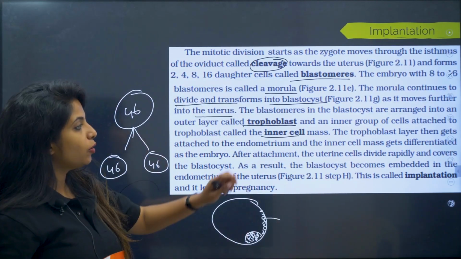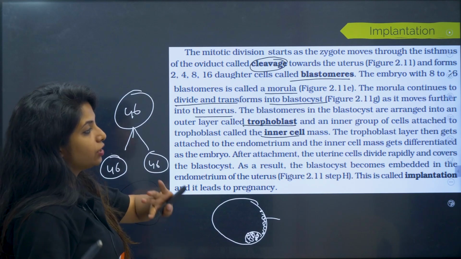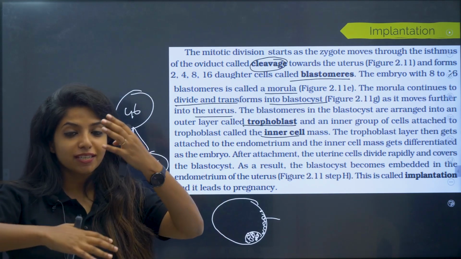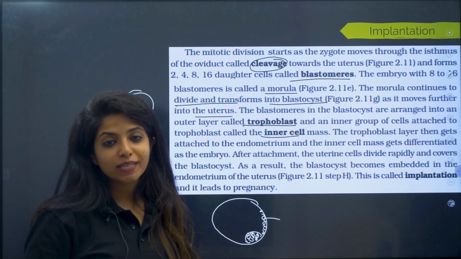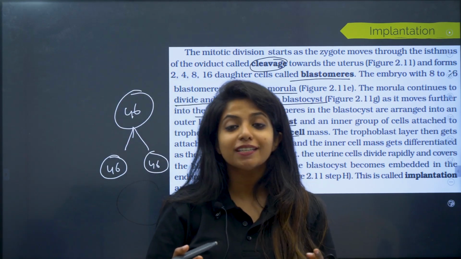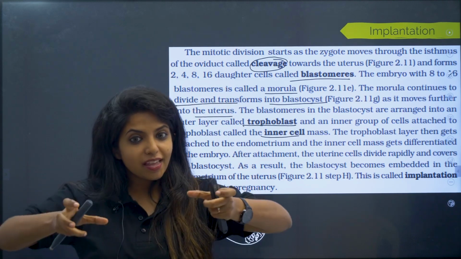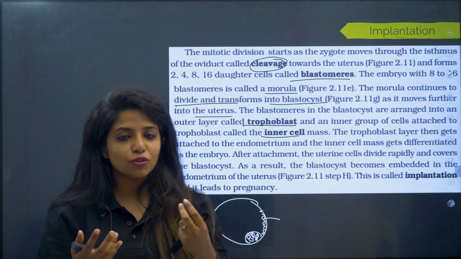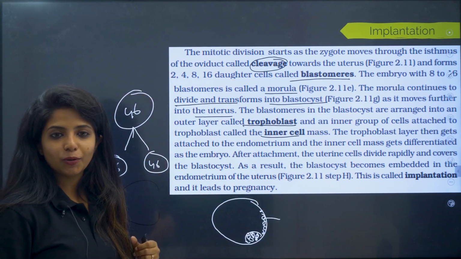The trophoblast layer then gets attached to the endometrium, and the inner cell mass gets differentiated as an embryo. Now what happens? As I said, the division is happening, and who is waiting for this particular embryo? It is the endometrium layer of the uterus. Remember the uterus having the thick blood layer, the glandular layer being present over there. What is that? Endometrium. So slowly this guy goes and attaches to the endometrium. That is what is being said over here.